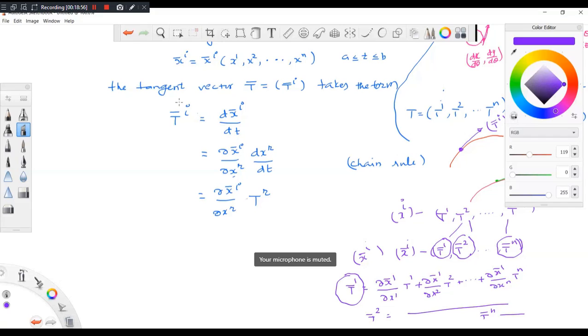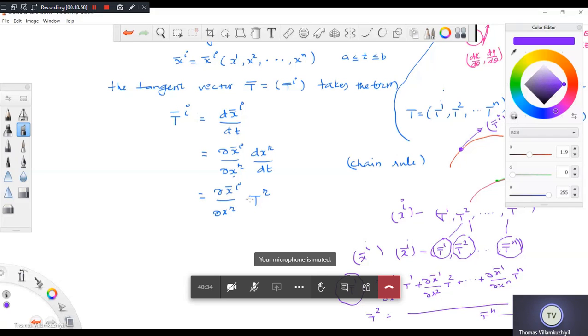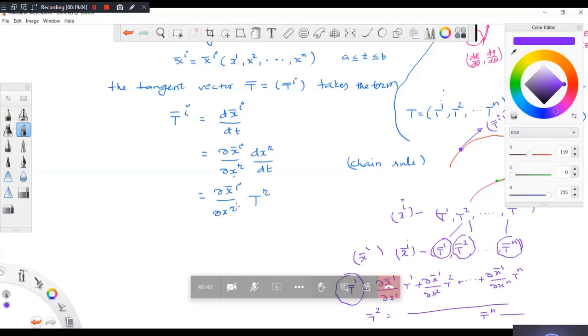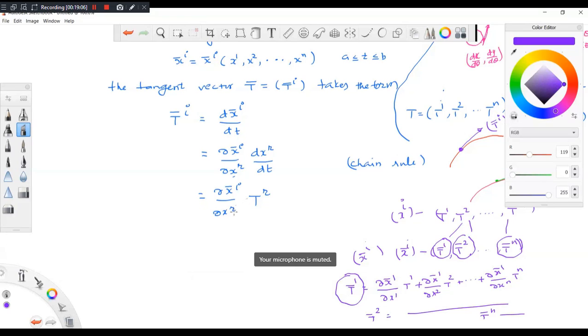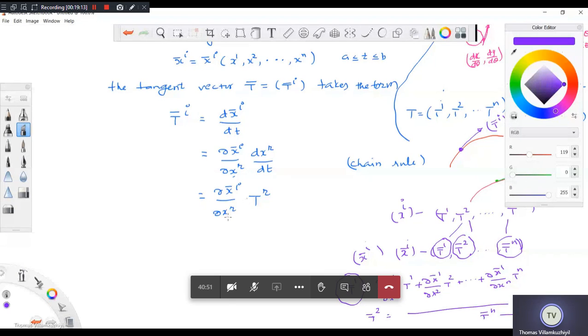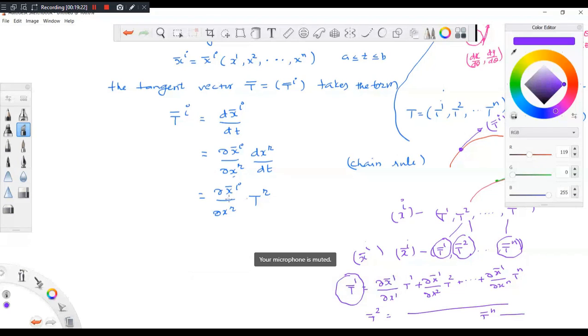A quantity whose components change according to this law is called a contravariant tensor. And what is an example of a contravariant tensor? The example is the tangent vector. The tangent vector transforms like a contravariant tensor. And a contravariant tensor of rank 1 is called a contravariant vector.